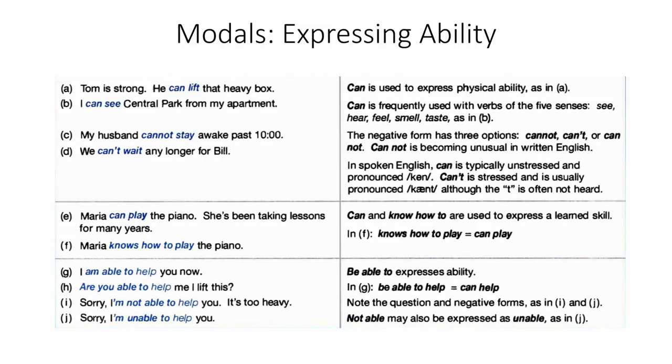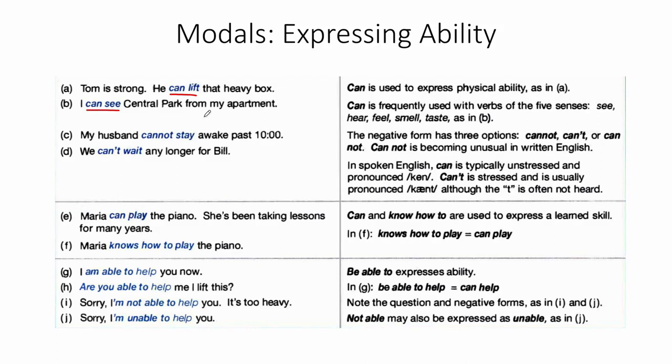So now we continue with another type of modality, which is expressing ability. The modal that is normally used for expressing ability, as we all know, is the modal can. So we have the example here. Tom is strong. He can lift that heavy box. I can see Central Park from my apartment. So here we have the use of the modal can for expressing ability.